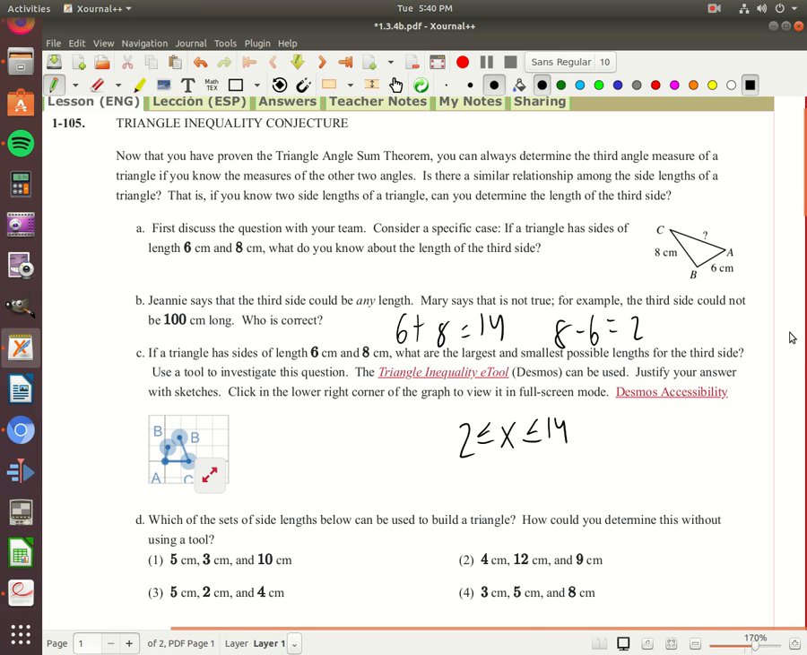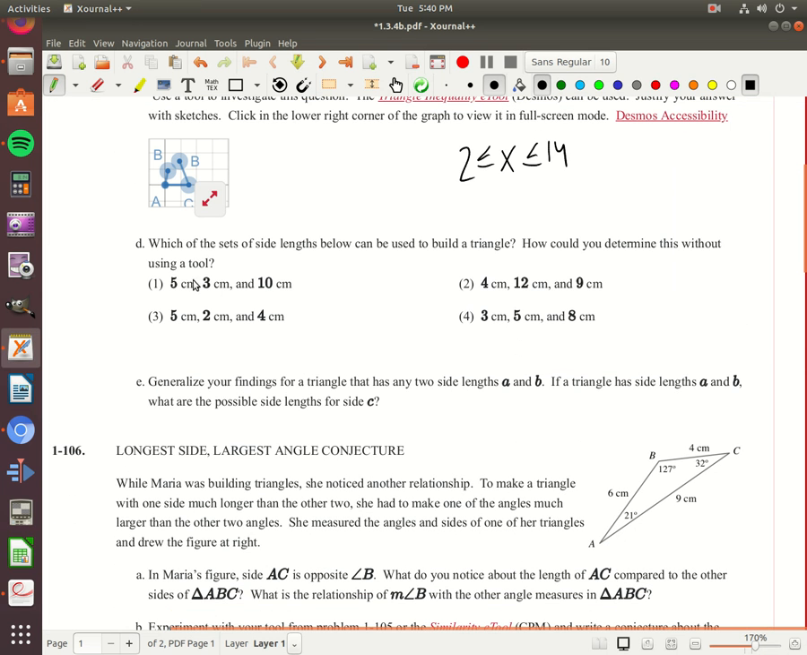Well, that means if I go over here, could these be a triangle? Well, I'll take two numbers. It doesn't matter which two I pick. Let's say I take 5 and 3. If I add 5 plus 3, I get 8. And if I subtract 5 minus 3, I get 2. That means the third side needs to be between 2 and 8. Is it? It is not. So this couldn't be a triangle.